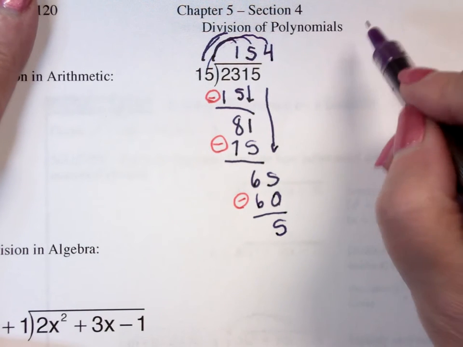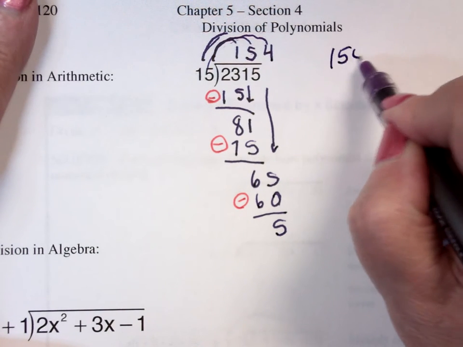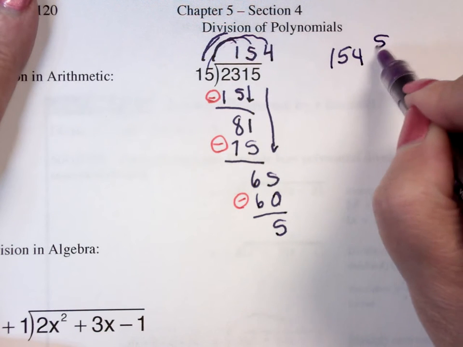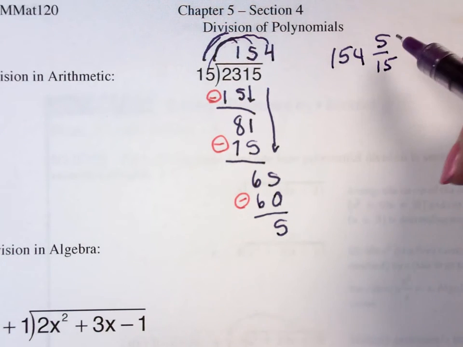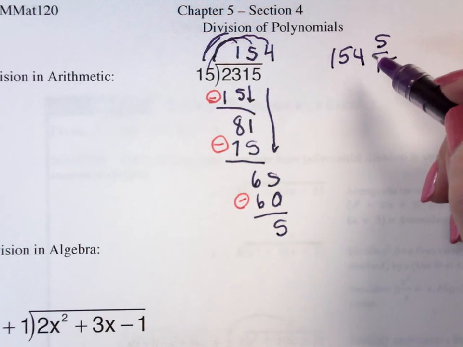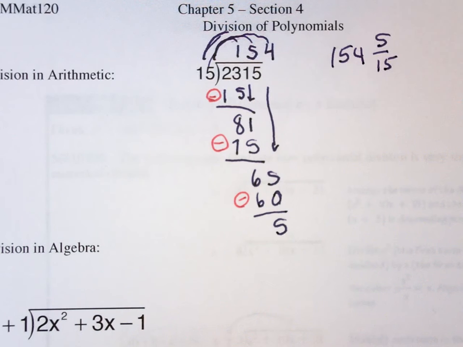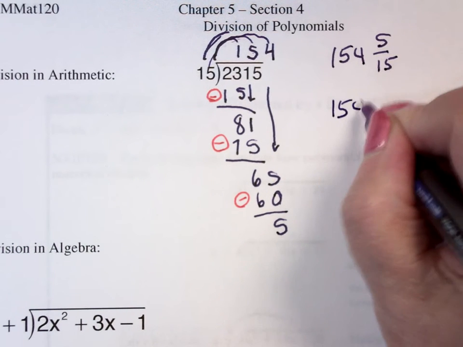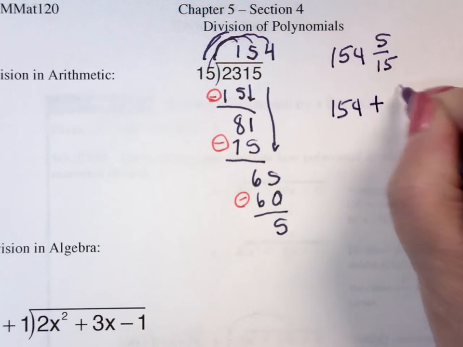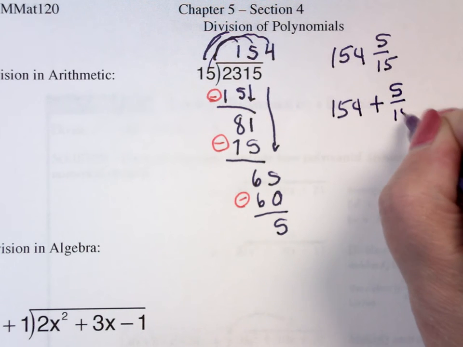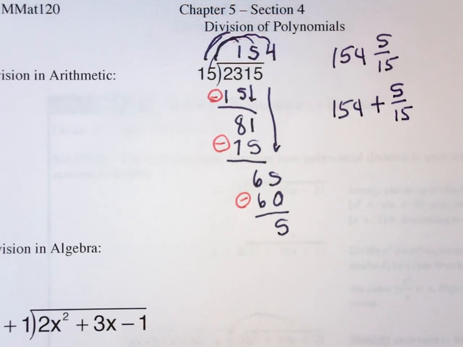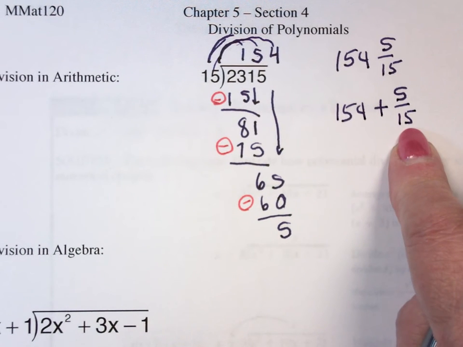Now, what would you do? If you're in arithmetic, you say, well, it's 154. And 5 over 15. And then you reduce the 5 over 15. If you're talking about arithmetic, this is 154 plus an additional 5 over 15, right? So it's 5 over 15 more than 154. So this is an alternative way of writing an answer. We'd never do that in arithmetic, but we will do that in algebra.